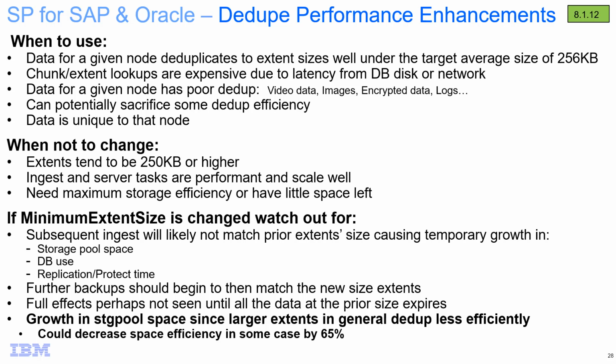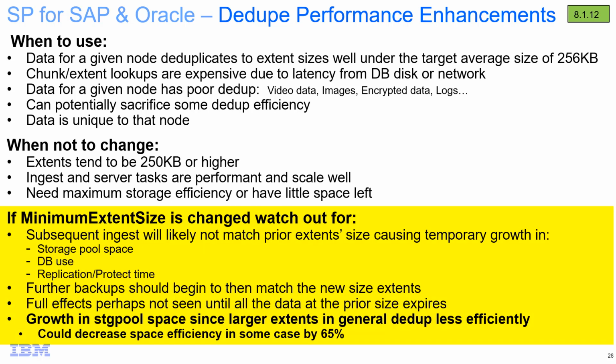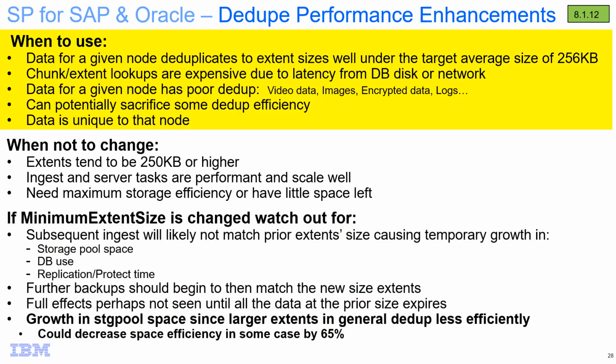So slide 28 gives you when to use it, when not to change it, and what to watch out for if you do change it. So when to use: if data for a given node dedupes to extent sizes well under the target average, if the chunk extent lookups are expensive due to latency from database, disk, or network, or if the data that you're trying to dedupe has poor dedupe ratios, this is usually like video data, images, encrypted data, or logs. And perhaps if you can potentially sacrifice some of your dedupe efficiency for fewer extents being out there and faster writes and performance to the cloud or container storage pools.